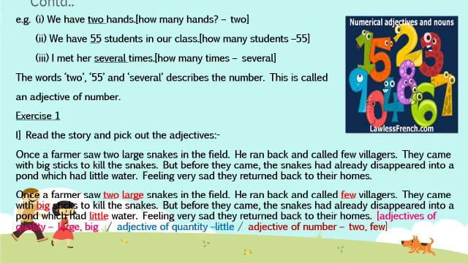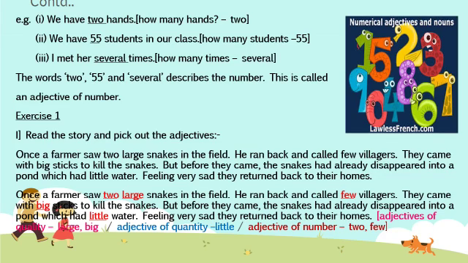Feeling very sad, they returned back to their homes. Now here we have to find out which are the adjectives. Now here we have to find out 3 types. One is adjective of quality, quantity and number. Now here the word 2 describes the number. Okay, how many snakes were there? 2. So 2 will become the adjective of number.